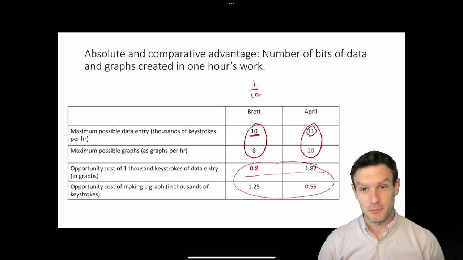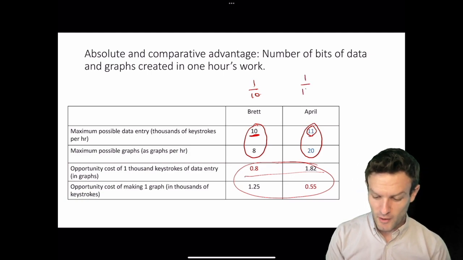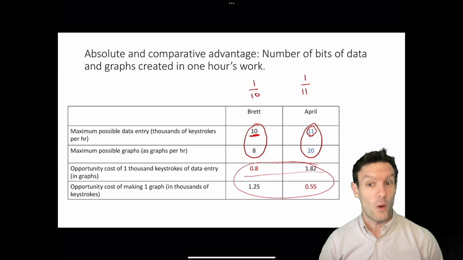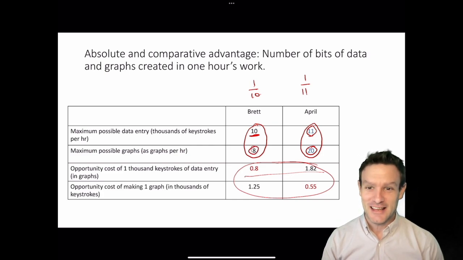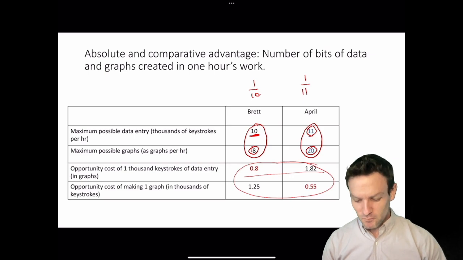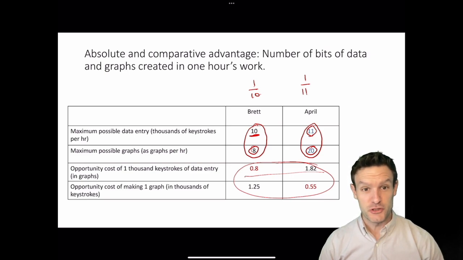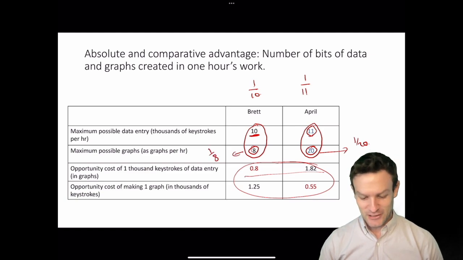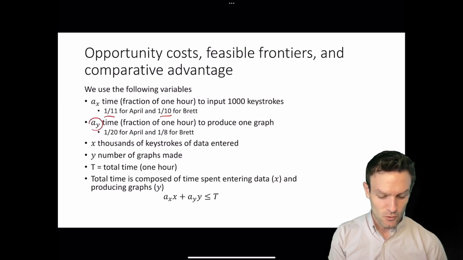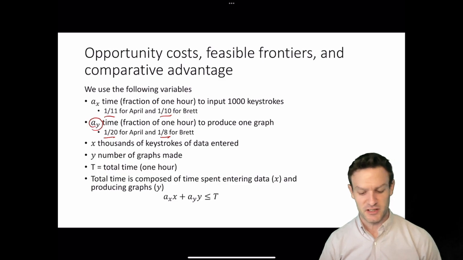For April, she can produce 11. Therefore, she requires 1/11th of an hour to produce 1 unit of x. Now, we also have our other ones over here, 20 and 8. And so what we can see there then is what each of them requires in order to produce one graph. So for April, she requires 1/20th of an hour to produce one graph. For Brett, he requires 1/8th of an hour to produce one graph. And so that would correspond to our a_y. And we can see those exact numbers here.